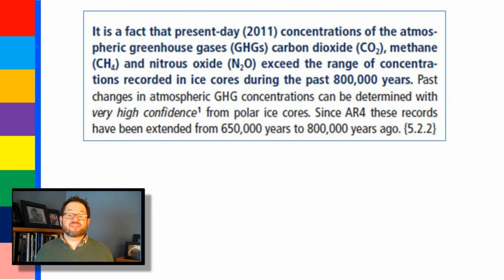So what does the IPCC AR5 say about all this paleoclimate stuff? Well, they don't even bother attaching any kind of measure of certainty to it. They just say point blank, it is a fact that as of present day, 2011, which is when they wrote that part, concentrations of the atmospheric greenhouse gases carbon dioxide, methane, and nitrous oxide exceed the range of concentrations recorded in ice cores any time in the last 800,000 years. Okay, we currently have more of these radiatively important gases, which we'll learn all about in later modules. We have more of them now than any time in the last 800,000 years, for sure. Okay, it's a fact.